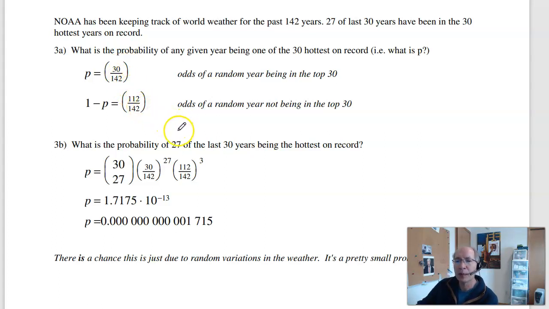What's the probability of 27 of the last 30 years being on the hottest on record? Assuming this is just a random event, I've got 30 years, pick 27. This is p. P happens 27 times. 1 minus p happens 3 times. Multiply it all out. There's the probability. So this says that there is a chance that the weather is just random, that nothing's going on, it's just random fluctuations. The probability is 0.00000000001. Pretty small, but there is a chance.